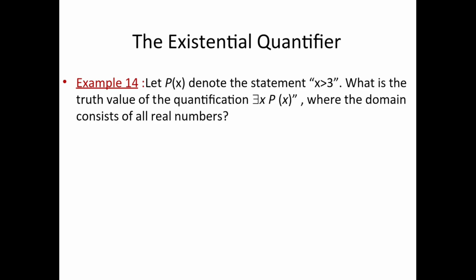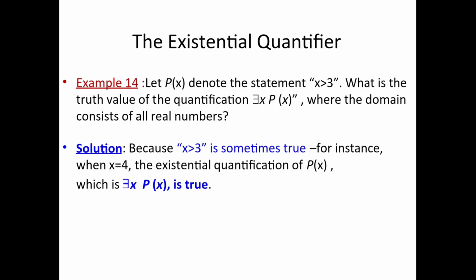So, let P of x denote the statement x is greater than 3. What is the truth value of the quantification there exists x of P of x where the domain consists of all real numbers? So, because x greater than 3 is sometimes true, for instance, when x is equal to 4, the existential quantification of p of x, there exists x of p of x, is true. So as long as naay makasatisfy sa iya for it to become true.